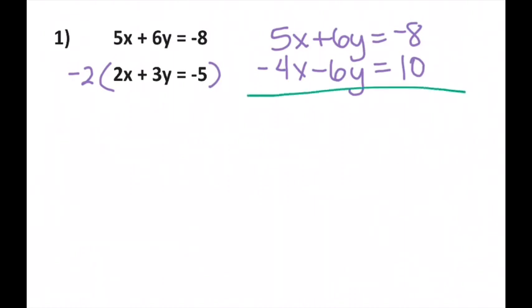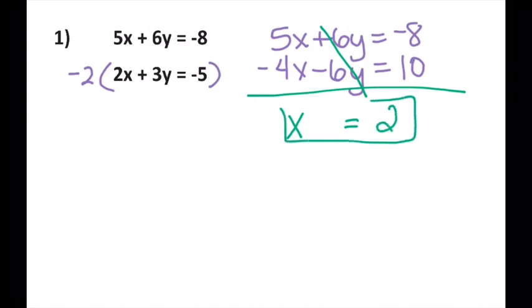So 5x and -4x is 1x. The 6y and the -6y cancel out. -8 and 10 is 2. So x is equal to 2. So there's half of my answer. So I'm going to get my ordered pair going. So 2 will be my x coordinate.